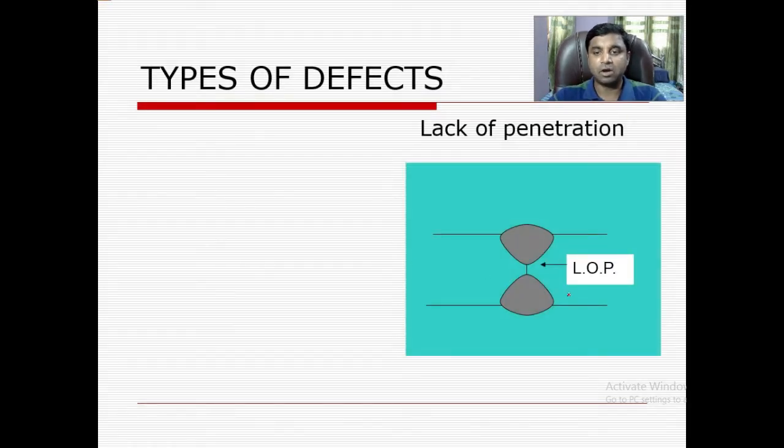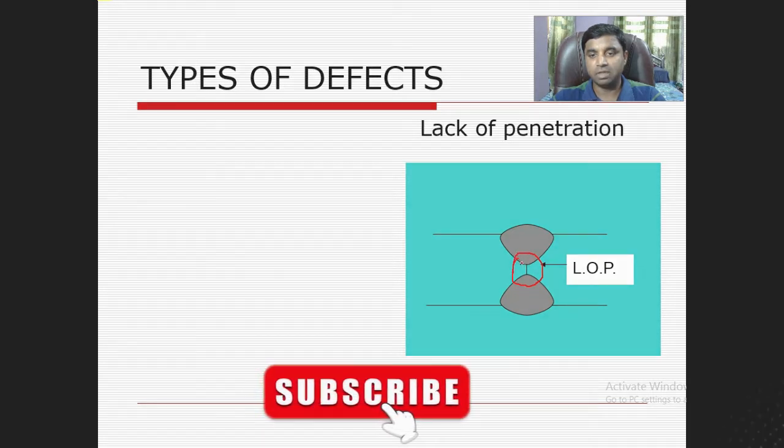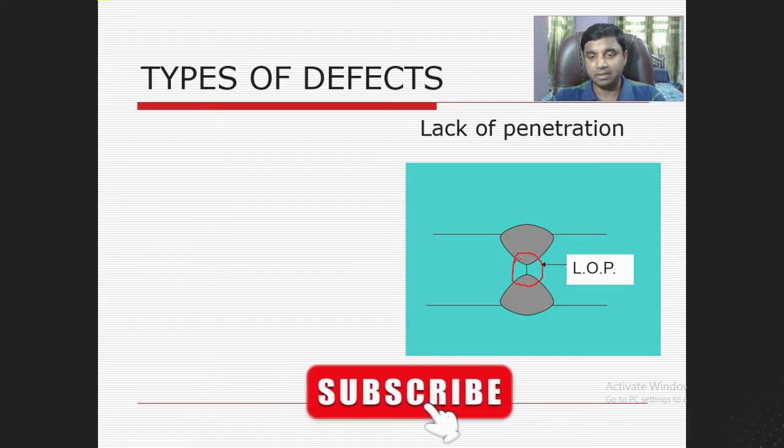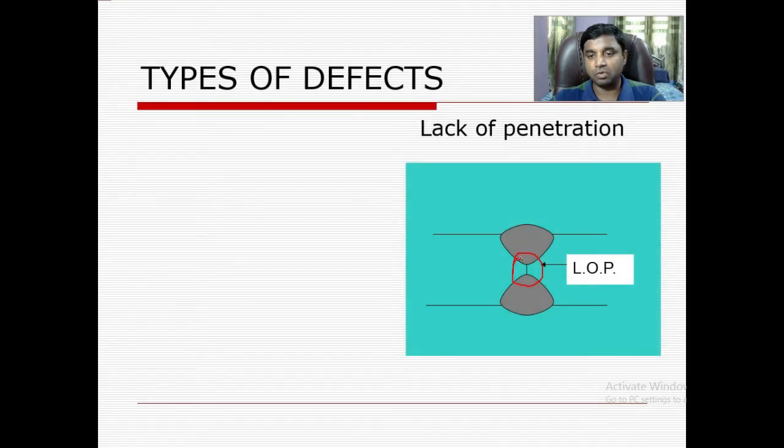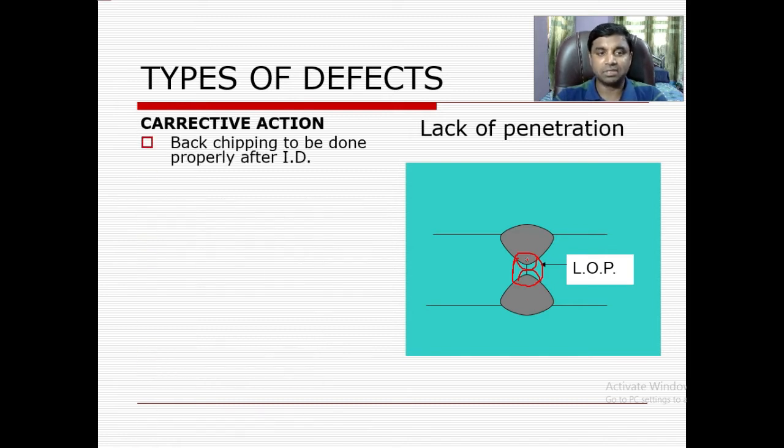You see here, lack of penetration. This area has not been penetrated properly, meaning the welder has not melted the root in that area. If that area is melted properly, then it will look different. So this is called lack of penetration. What will be the corrective action?